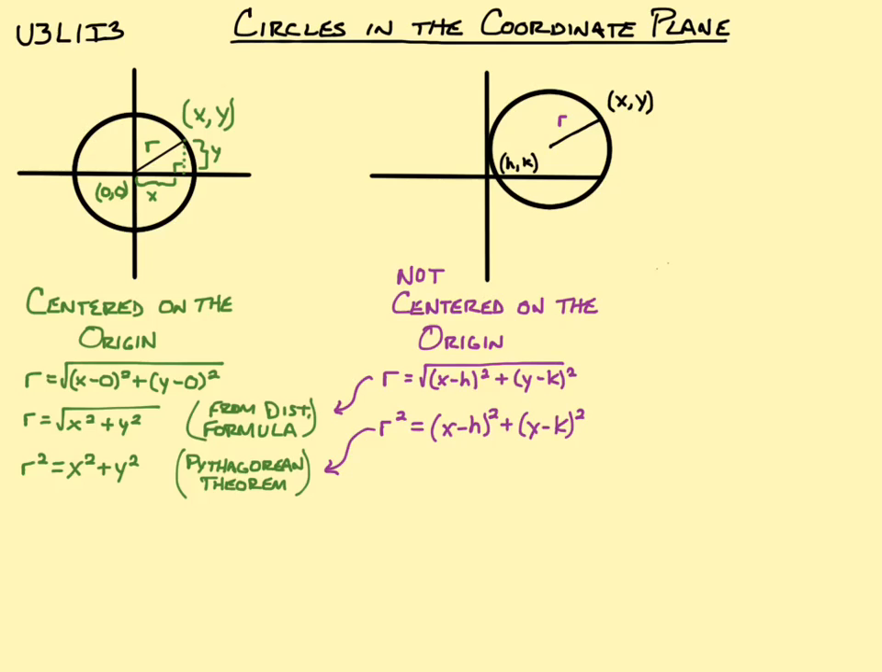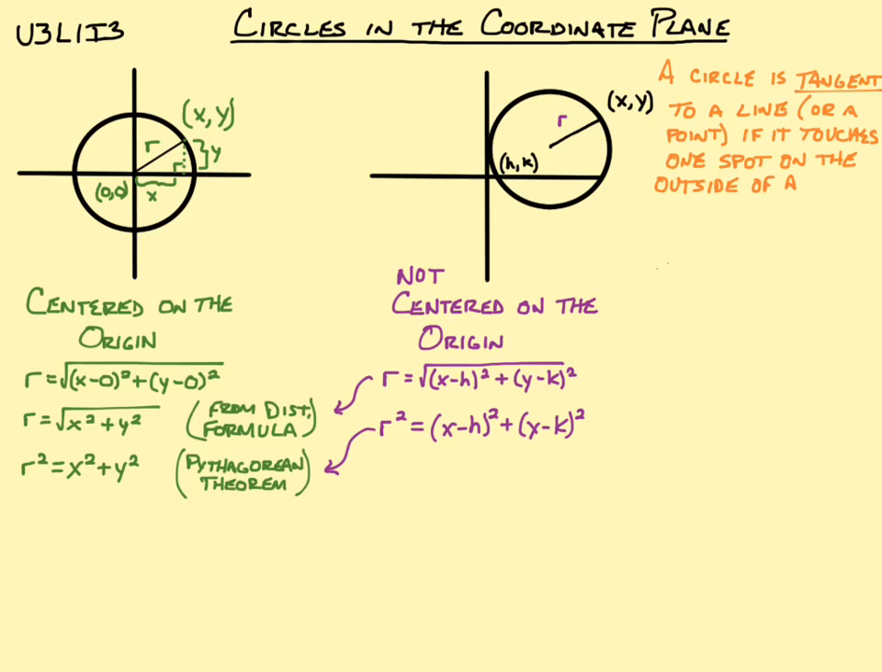One other thing to note about this second circle, not centered on the origin, is that we can say a circle is tangent to a line, or a point, if it touches one spot on the outside of the circle. That means the line or the point is tangent if it only touches one spot. So here, where this circle is touching the y-axis, we can say that the circle is tangent to the y-axis.